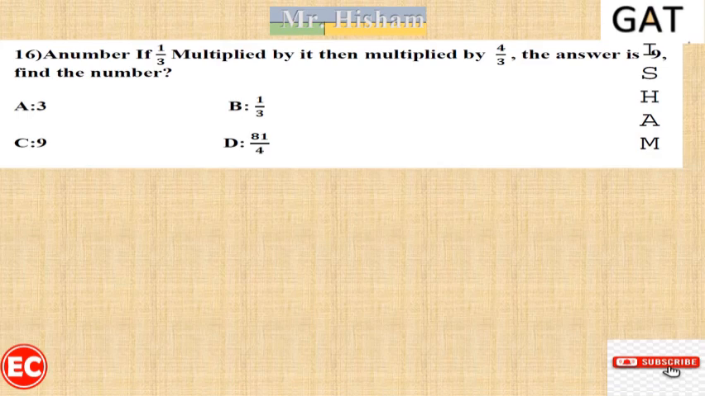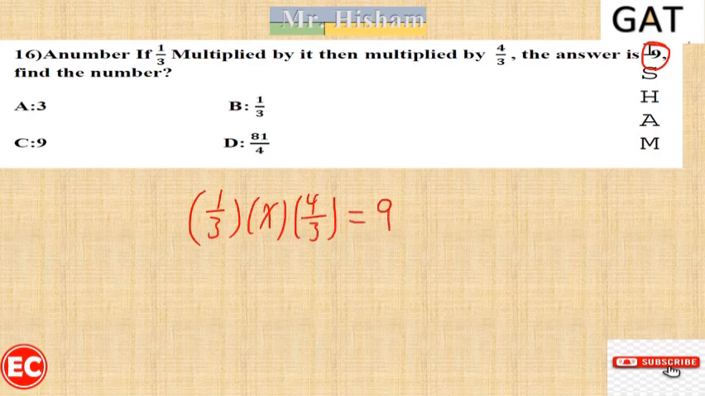Question number 16. A number, if a third is multiplied by it, then 4 over 3 multiplied by it, the answer is going to be 9. So 1 over 3 multiplied by a number and then multiplied by 4 over 3, the answer is 9. You can multiply each one of these numbers by a third, then 4 over 3, or you can solve this equation. When I multiply fractions, I multiply the numerators, so 1 by 4 is 4, and I multiply the denominators, 3 by 3 is 9, is equal to 9.